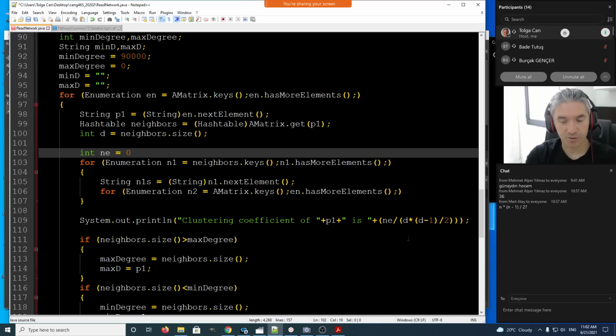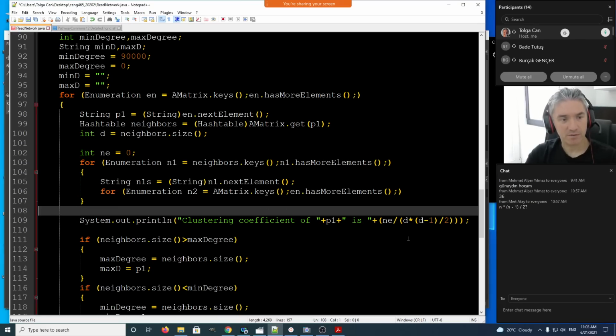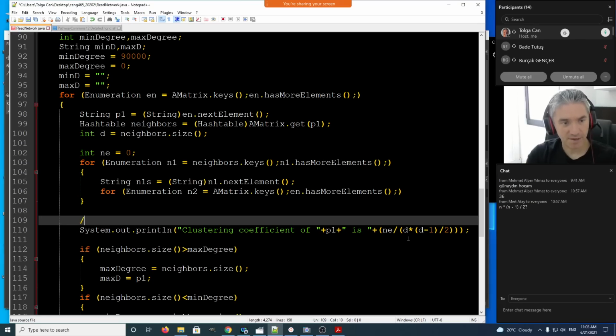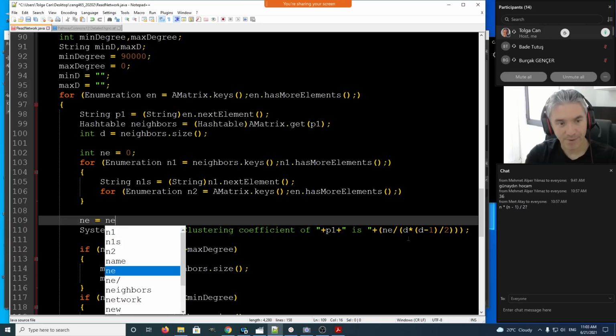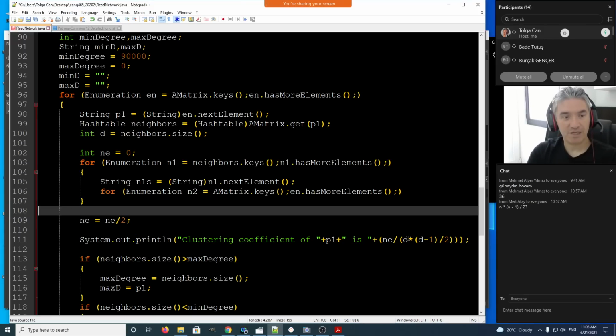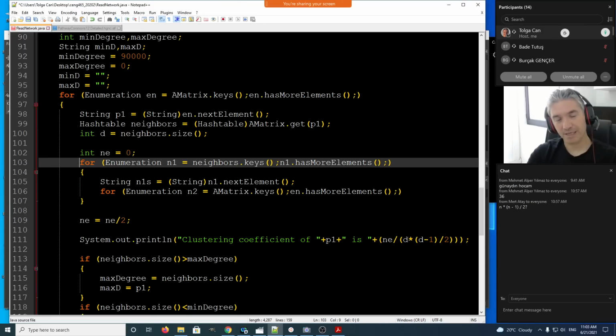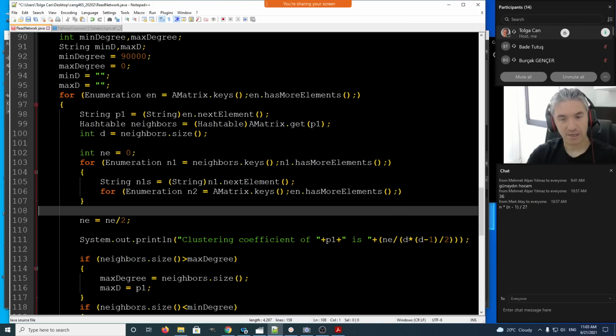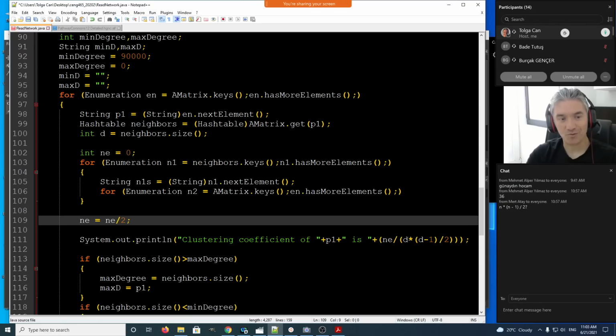Now I'm going to compute NE here. Int NE is equal to 0. I'm going to count how many of my neighbors have edges between them, and I will have to divide this NE by 2. I will tell you why later: between every two neighbors, neighbor 1 and neighbor 2, if they're connected to each other, I will be counting that edge twice inside these nested for loops. Therefore, if I want to count them exactly once, I need to divide this number by 2.